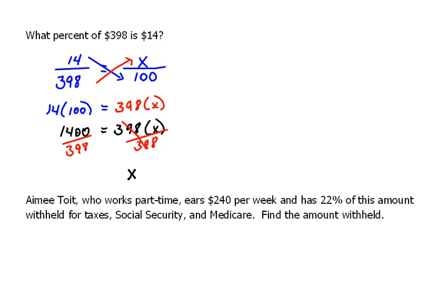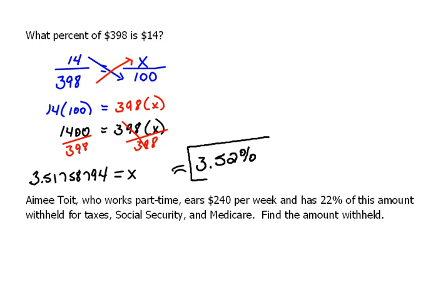So here we have x equals 1400 divided by 398 is this big huge number, 3.51758794 if you used a calculator. Now let's just go ahead and round this to 2 decimal places. So that would be approximately 3.52%. Now when you are rounding, they're going to have to tell you how many decimal places to round it to. So make sure that you're always reading your directions for that information also.